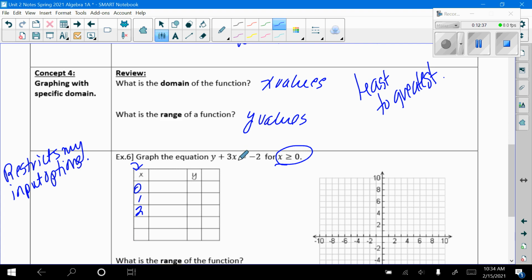And as I plug it in, I can do a couple different things. I can either rearrange this to solve it for y, and it makes it easier to plug in, or I can plug it in as is. If you plug it in as is, you're going to say y plus 3 times 0 equals negative 2. Well, this is nice because 3 times 0 is 0, so y equals negative 2. So I can plug in negative 2. But for the other numbers, plugging in a 1, I'm going to have to do y plus 3 times 1 equals negative 2. So y plus 3 equals negative 2, minus 3 minus 3, y equals negative 5.